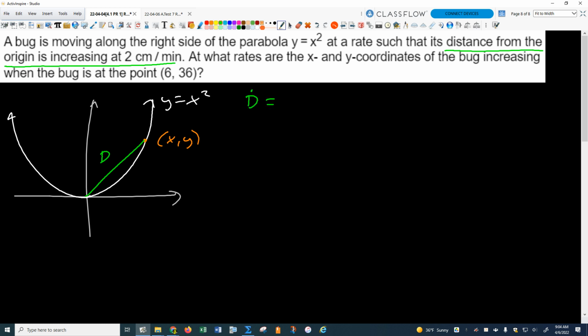What's D dot? 2. Yeah, 2 centimeters per minute. Does that make sense? So D dot is 2. That's the rate of change of that distance between the point and the origin. Okay. And then we know a point also, right? We know the values of x and y. So we know x equals 6, y equals 36. Okay? So what's going to be then our parent equation?